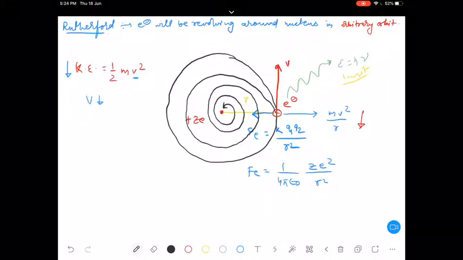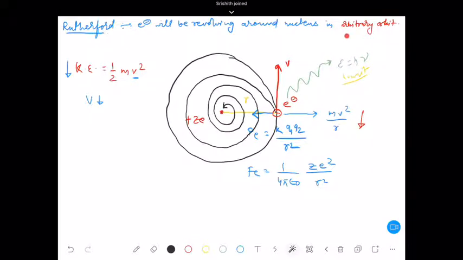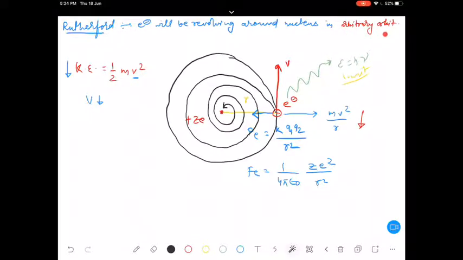And ultimately it will fall inside the nucleus. Say yes or no. That was the failure of Rutherford's model. So now, if it failed, it means this electron will not be revolving around the nucleus in an arbitrary orbit. That is wrong, first of all.